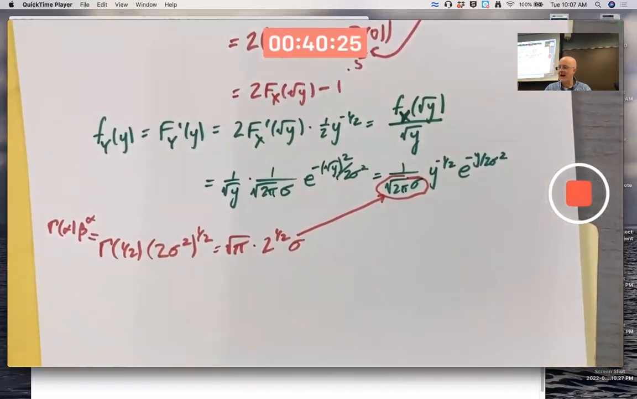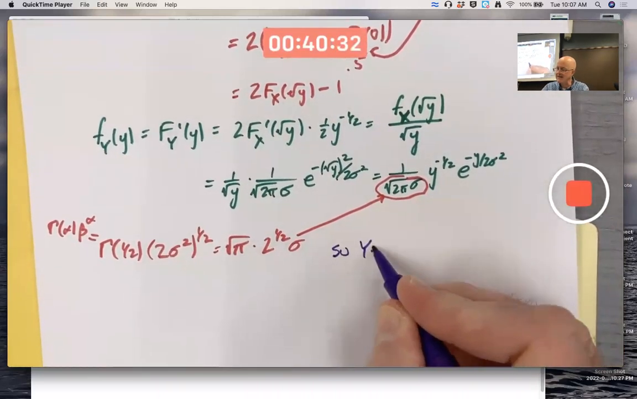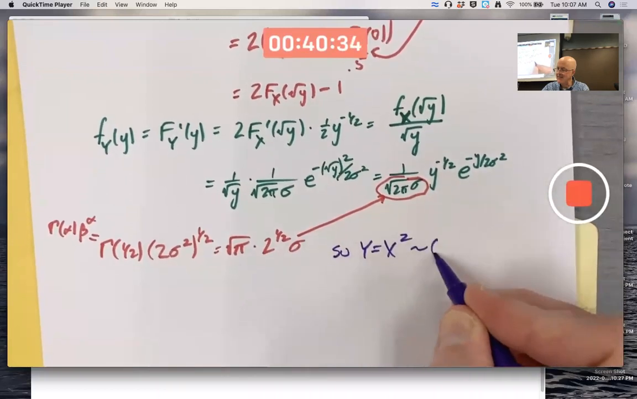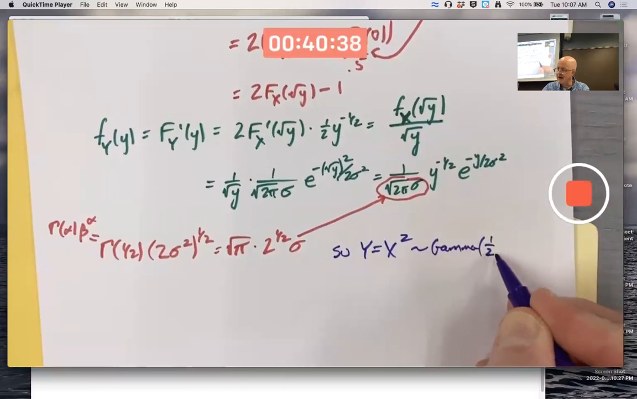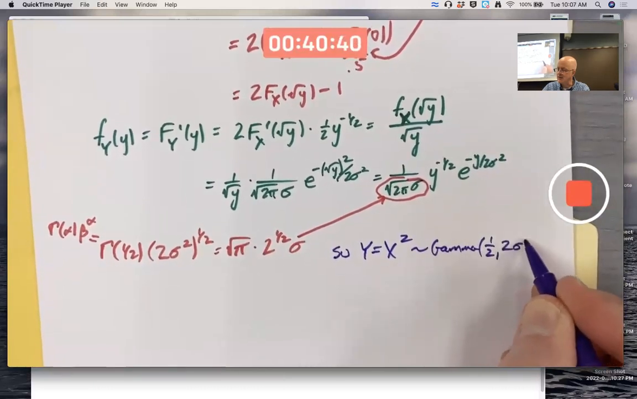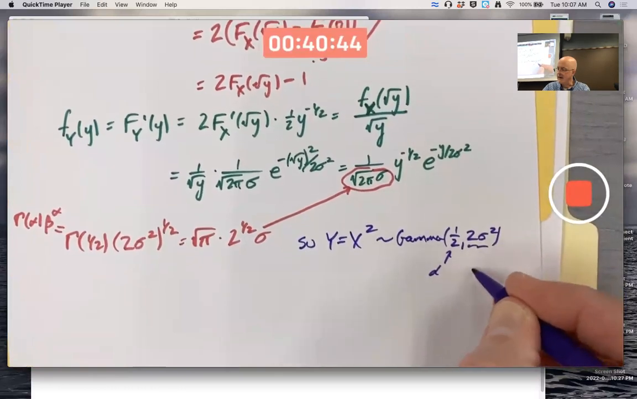Looks like y, which is the square of x, is gamma 1/2 comma 2 sigma squared. That's the alpha. That whole thing is the beta.